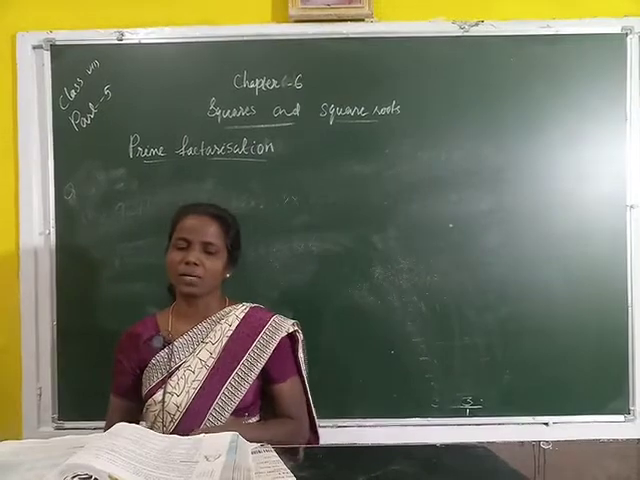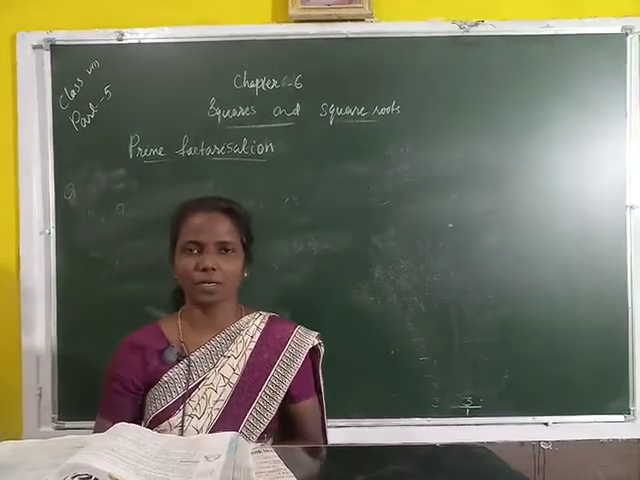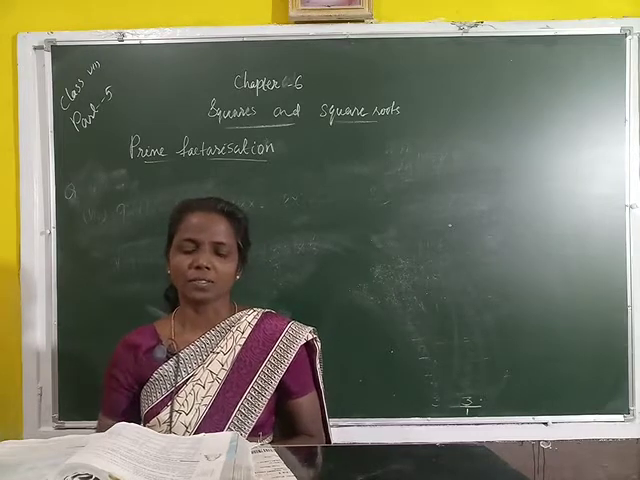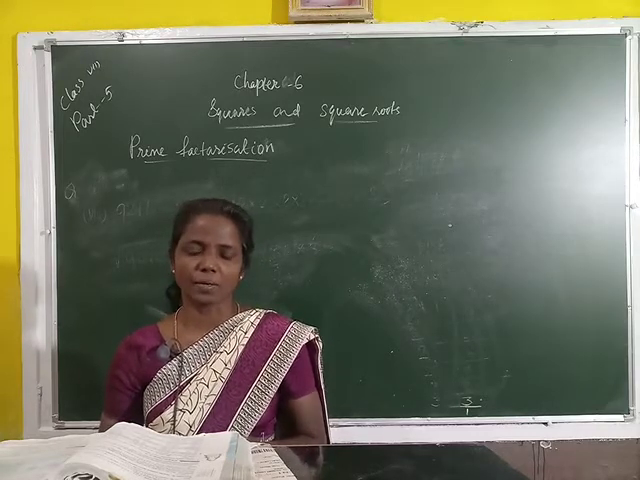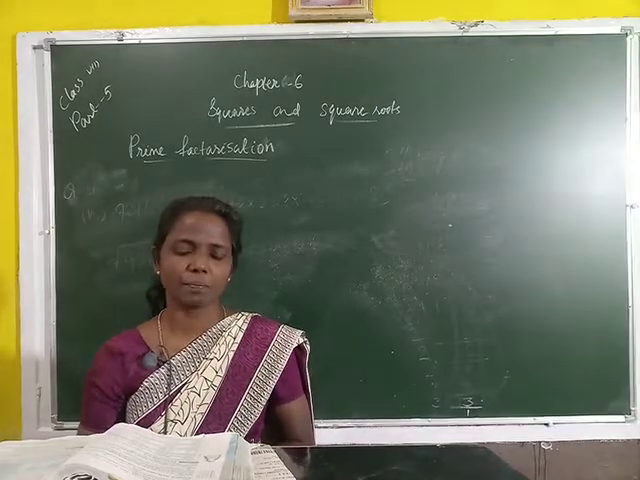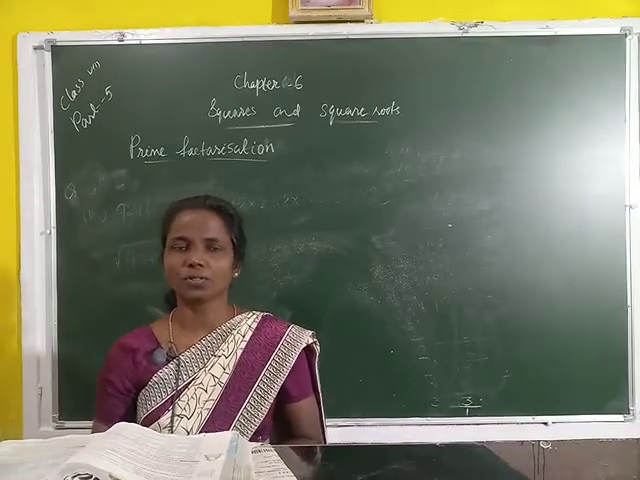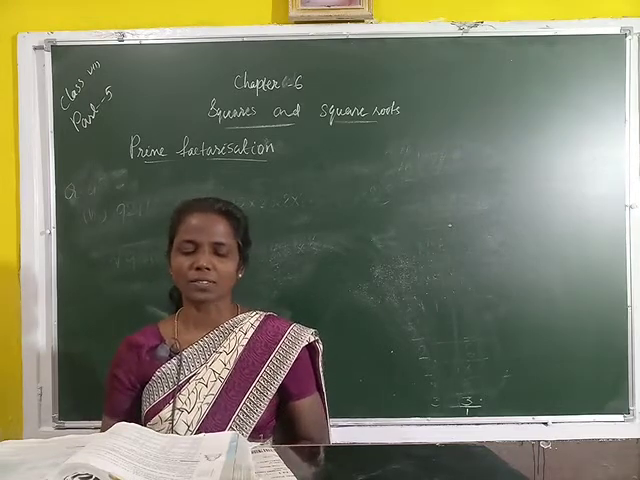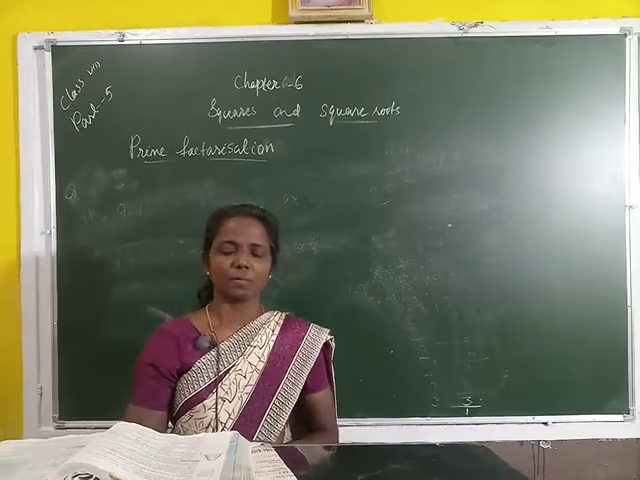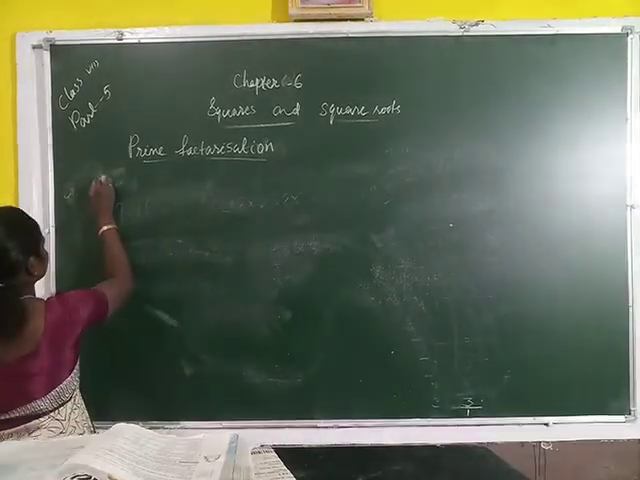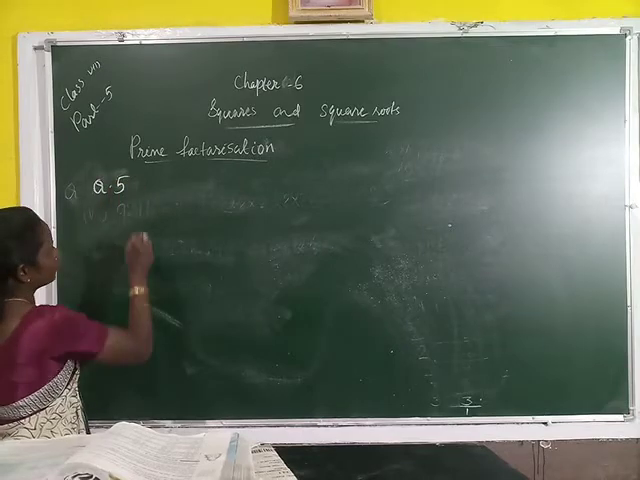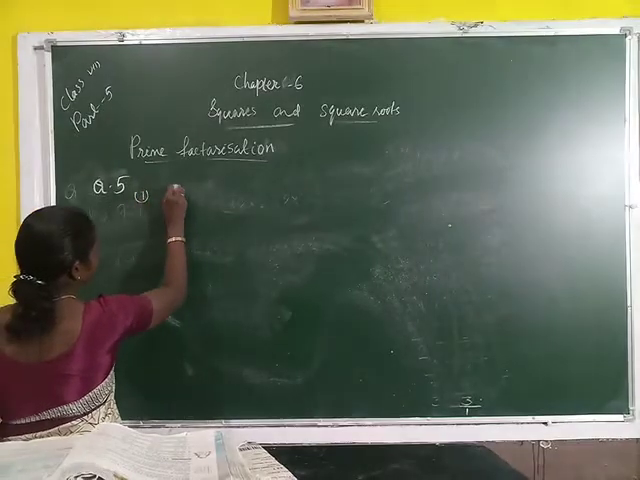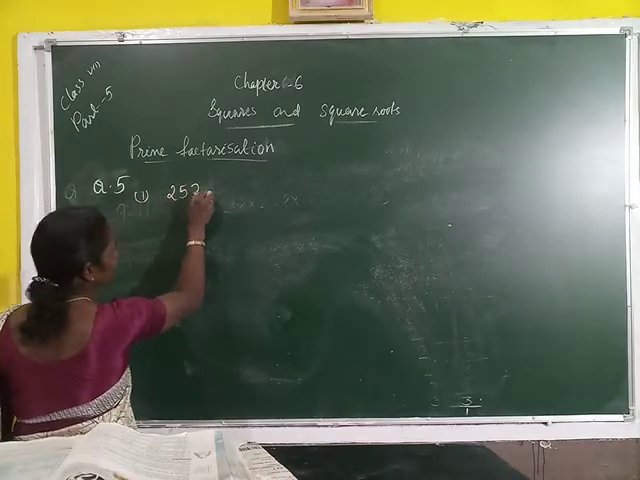Here some numbers are given, and those numbers are not perfect squares. So you find out which smallest number, multiplied by the given number, will give a perfect square, and also find the square root of that number. Here, look, first number, question number 5, first question, 252.